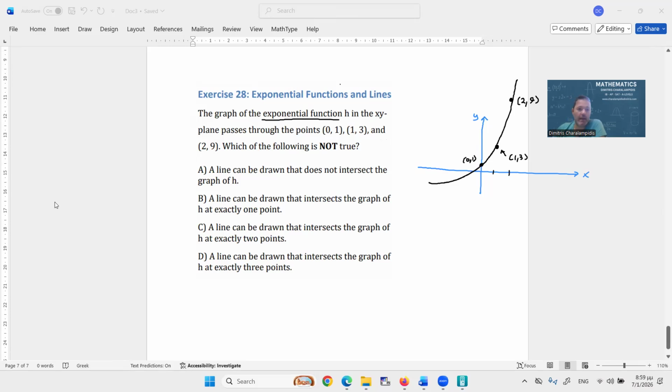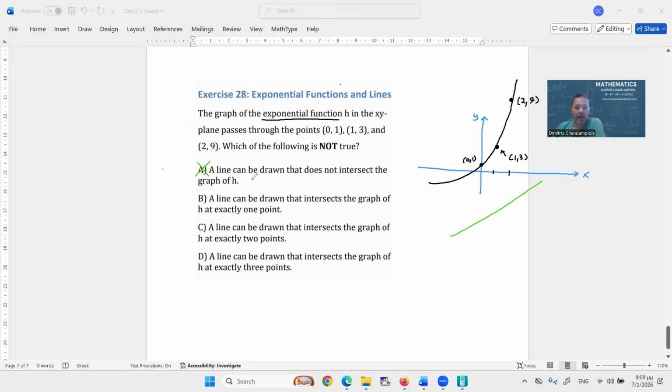A: A line can be drawn that does not intersect the graph of h. No, that is true. We can draw a line that does not intersect the graph of h. For instance, this line. So this crosses out A. And it's all due to the concavity. That graph, the exponential one, has to be concave up, increasing as it goes to the right with a steepness.